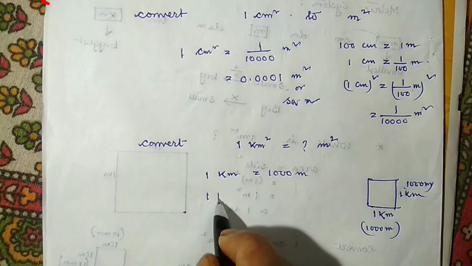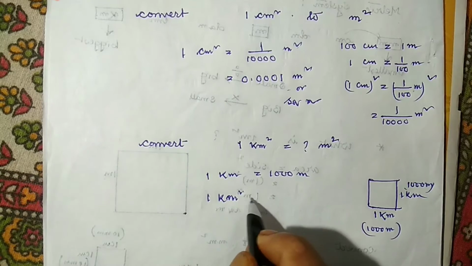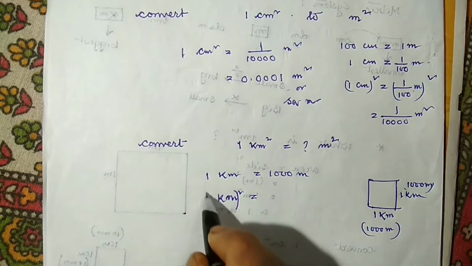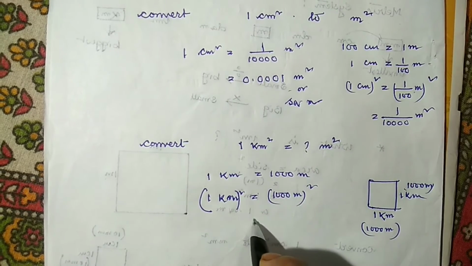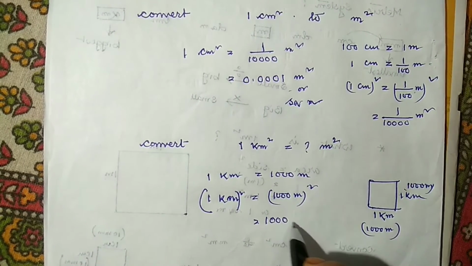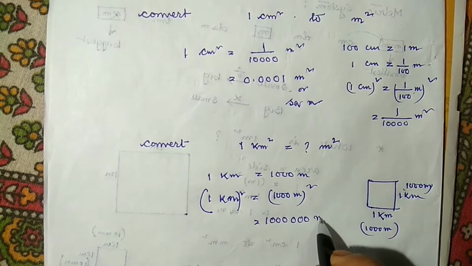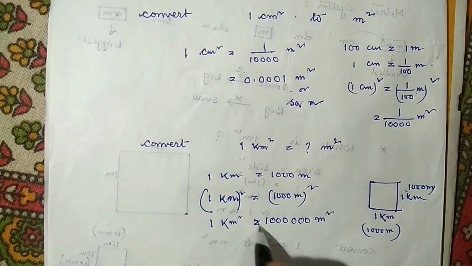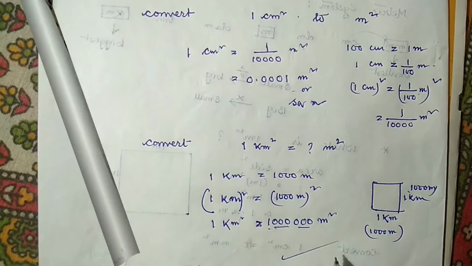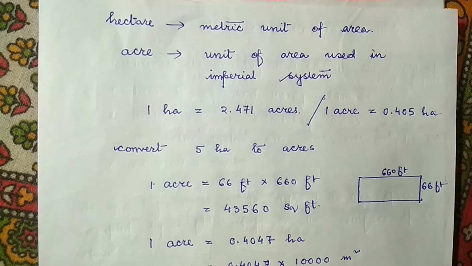So 1 kilometer square will be what? Or you can just square both sides, 1000 meter, square it. So 1, 2, 3, 4, 5, 6 zeros meter square. So I can write 1 kilometer square is nothing but 1 followed by 6 zeros meter square. I hope whatever conversions I have explained, these things are now clear.